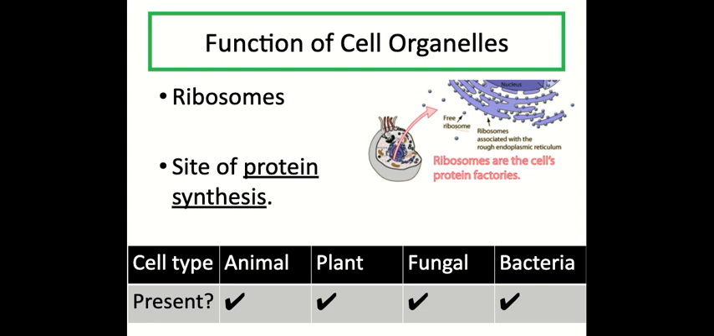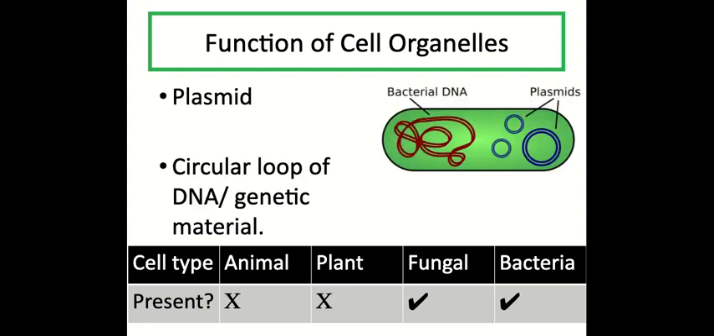Ribosomes were really important. We found them in all 4 of our cell types, and their function is they are the site of protein synthesis. So site of protein synthesis. And again, we'll come back to this in key area 3.